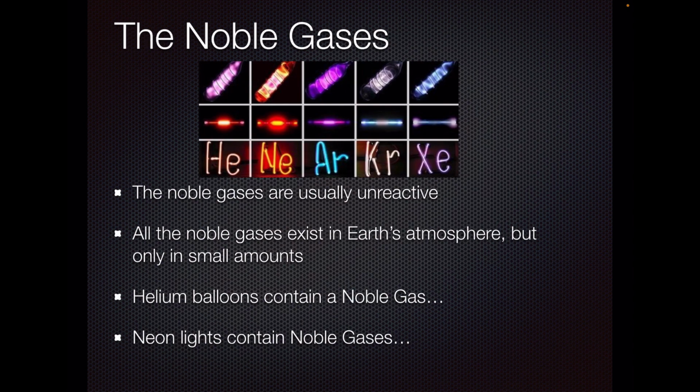For example, helium balloons contain a noble gas because they have helium. Neon lights contain a noble gas because they have neon in them. Although now most of them are LEDs, so that's not entirely true. But they used to have actual neon in them in different colors. And so that's the noble gases, which is our last family.